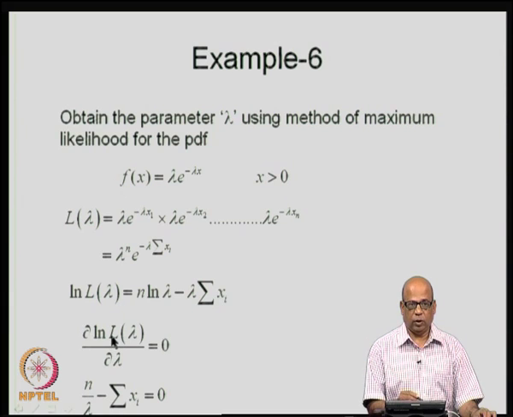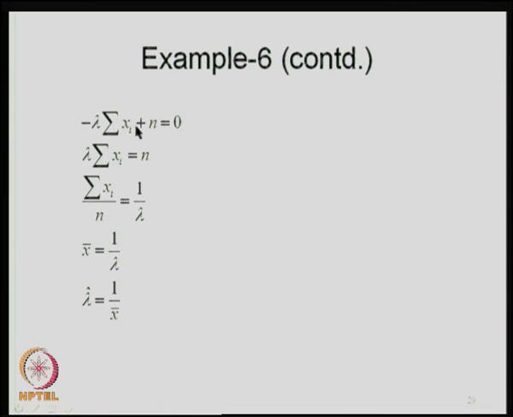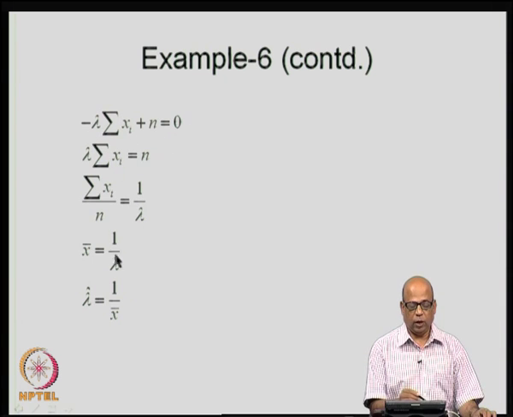We differentiate this with respect to lambda because we are looking for the maximum value of log L of lambda. Differentiate this with respect to lambda, equate it to 0, you get n over lambda minus sigma x i equal to 0. From this you get, minus lambda sigma x i plus n is equal to 0, so sigma x i by n is equal to 1 over lambda. What is sigma x i by n? That is x bar. So, x bar is equal to 1 by lambda. So, we write from this lambda cap, which is the estimate, will be equal to 1 by x bar.